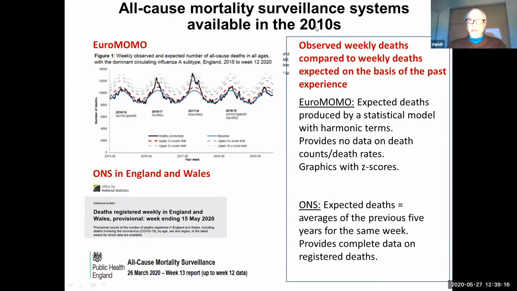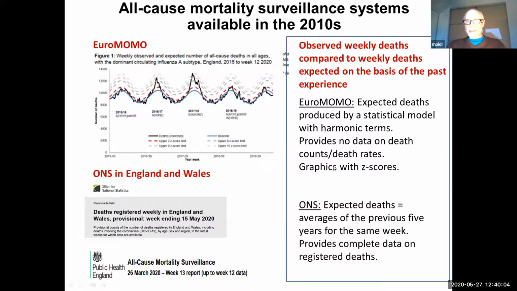The all-cause mortality surveillance systems existed before our database. The two major examples, and only examples, are the Euromomo project and weekly data provided by ONS in England and Wales. So the observed weekly deaths are compared to expected deaths. In Euromomo, the expected deaths are produced by a statistical model with harmonic terms. So it means that there is an expected seasonal fluctuation in deaths, and excess is determined against these expected fluctuations.